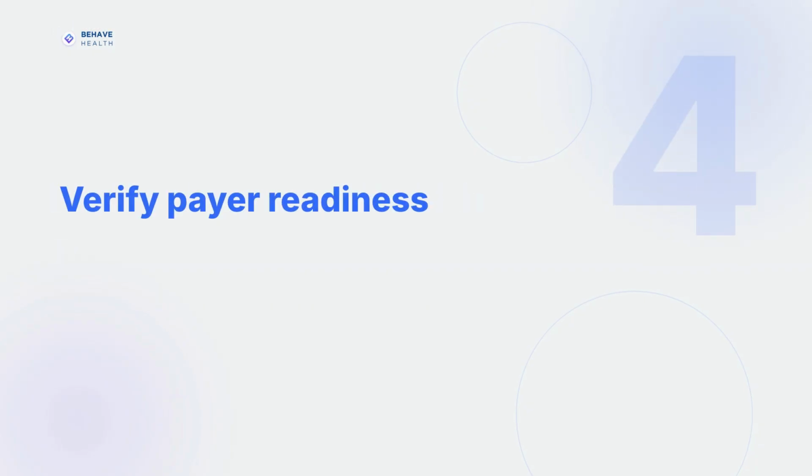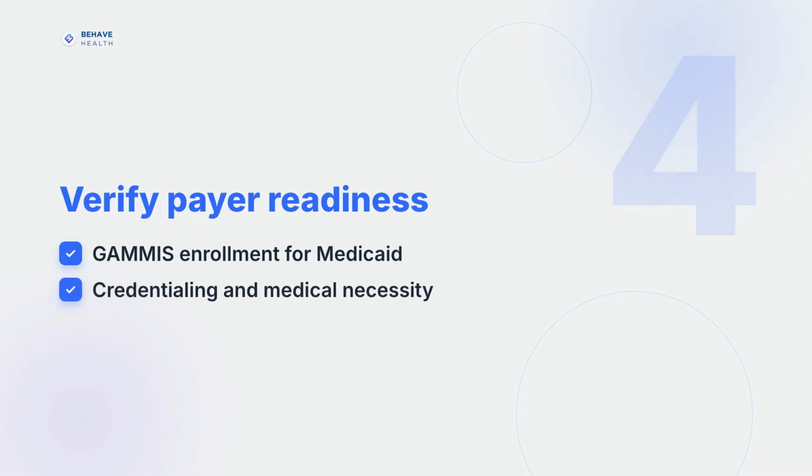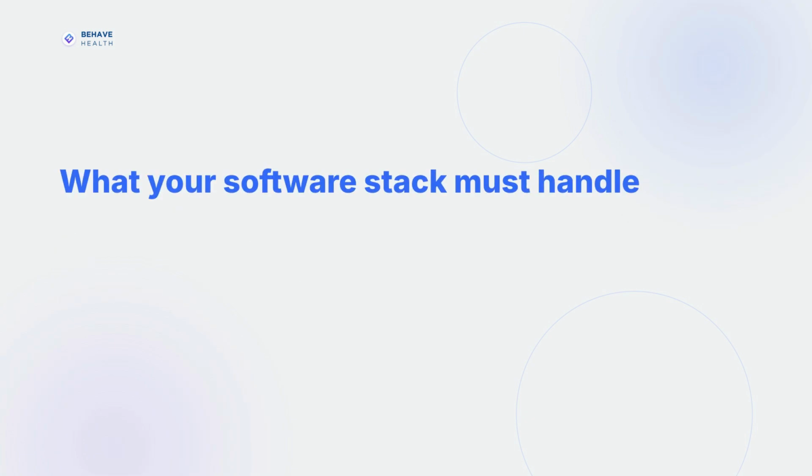Fourth, verify payer readiness. Licensing readiness and payer readiness are related but not identical. A practice planning to bill Medicaid should review the GAMIS provider enrollment portal, managed care participation, and service authorization expectations first. Verify provider enrollment, program credentialing, medical necessity criteria, documentation, authorization review, and level of care billing before relying on the revenue model.